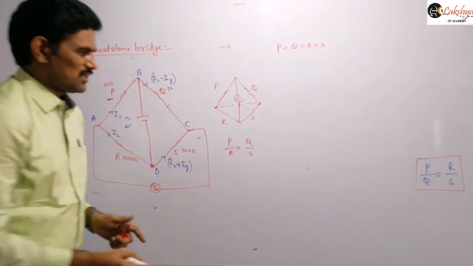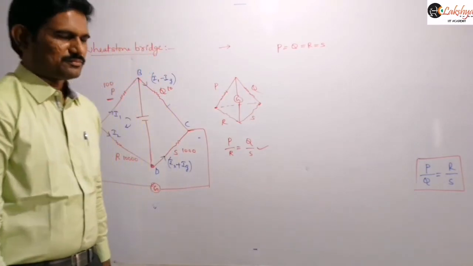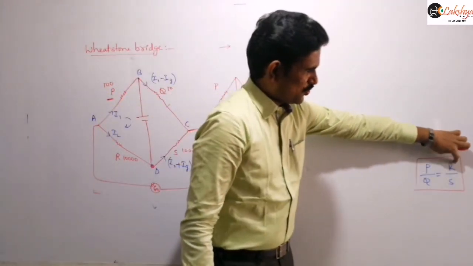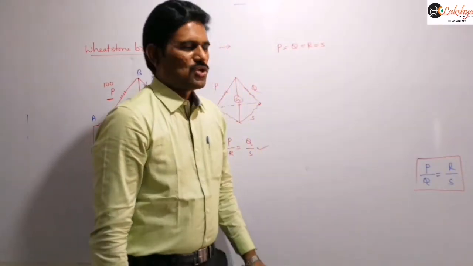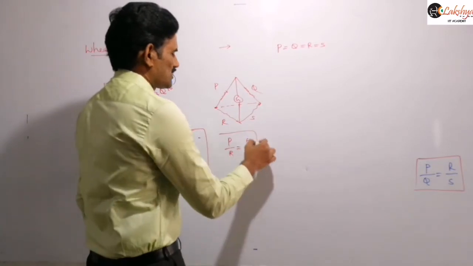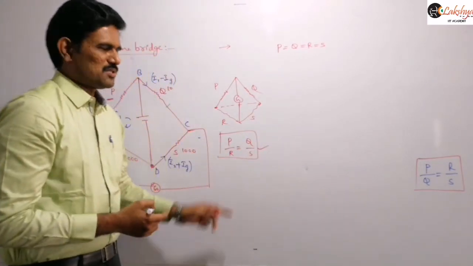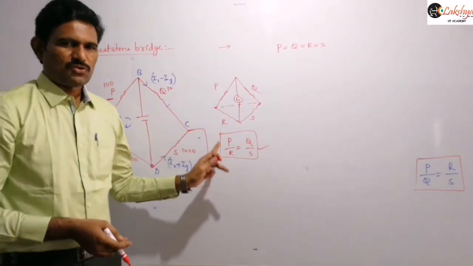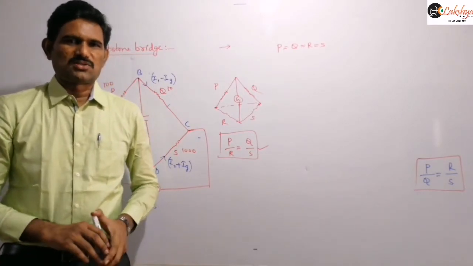Now we can observe that this ratio and this ratio are both the same only, right? Just you can rearrange the terms here. Q you can write here and R you can write here, so there is no change in that equation. That means if the galvanometer is connected here, then we need to write this condition. Now this condition and that condition are both similar only. There is no change in the balancing condition, right?